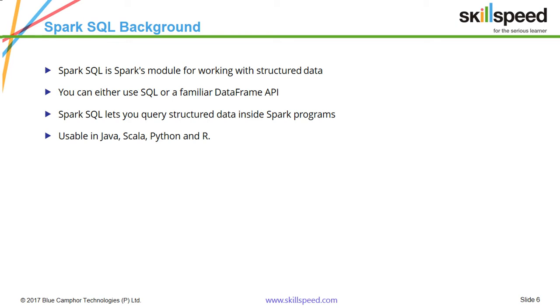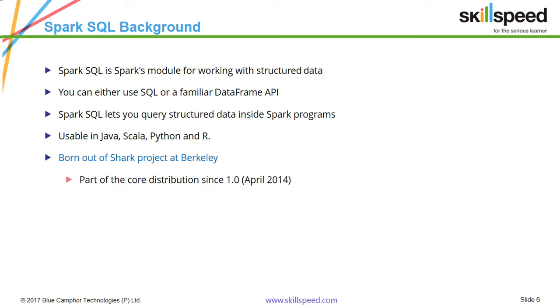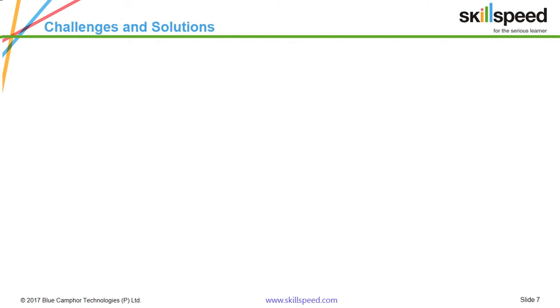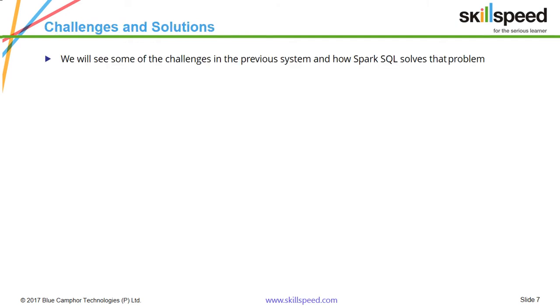And as we have learned, the original project was called Shark. And it was part of the Apache Spark distribution from 1.0 version onwards. That's April 2014. You can run traditional SQL queries or Hive QL queries and then analyze your data. Now let's also look at some of the challenges and solutions that we have.